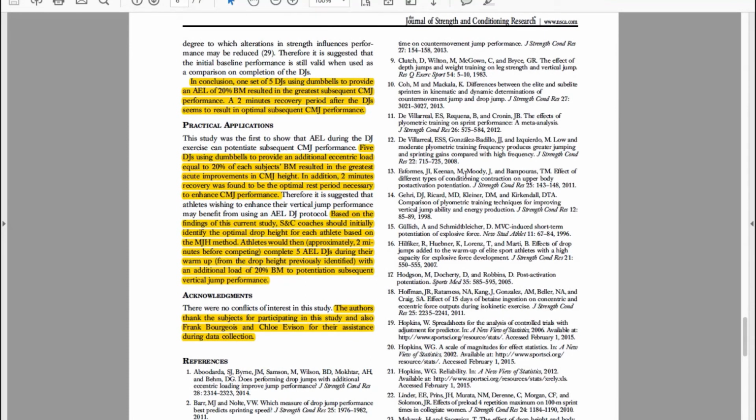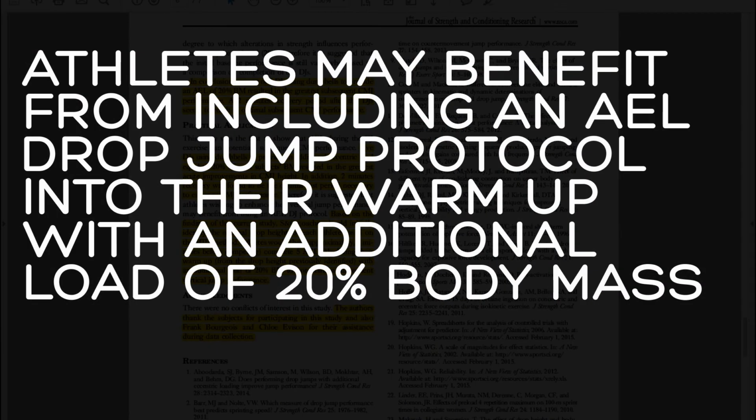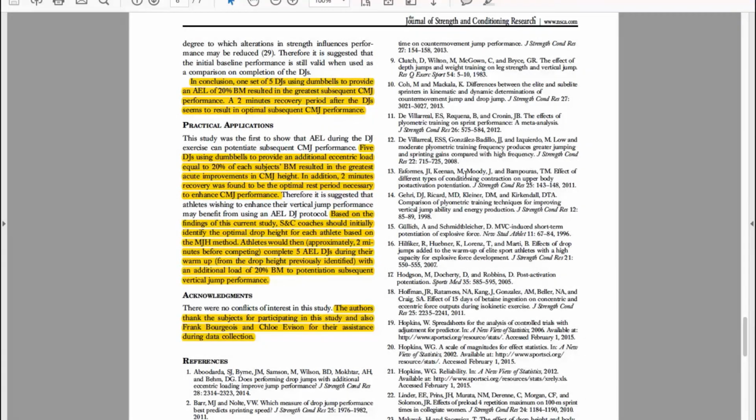Practical applications. Based on the findings of this current study, athletes may benefit from including an AEL drop jump protocol as part of their warm-up. Athletes would complete 5 AEL drop jumps, 2 minutes before competing, as a part of their warm-up with an additional load of 20% body mass. This may lead to enhancements in subsequent vertical jump performance, which may be beneficial in events such as the long jump or the high jump.